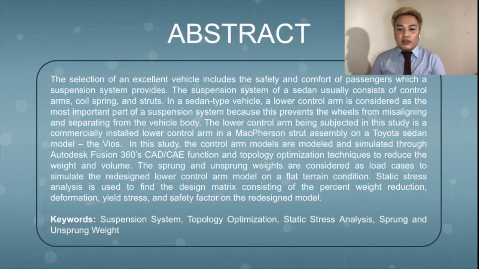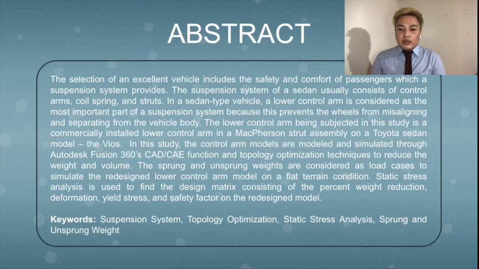The selection of an excellent vehicle includes the safety and comfort of passengers, which a suspension system provides. The suspension system of a sedan usually consists of lower control arms, coil springs, and struts. In a sedan-type vehicle, a lower control arm is considered the most important part of a suspension system because this prevents the wheels from misaligning and separating from the vehicle body. The lower control arm subjected in this study is a commercially installed lower control arm in a McPherson strut assembly on a Toyota sedan model, the Vios.